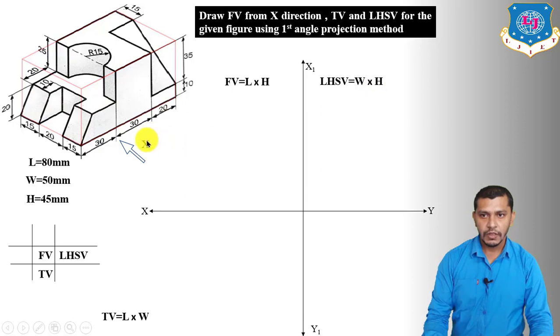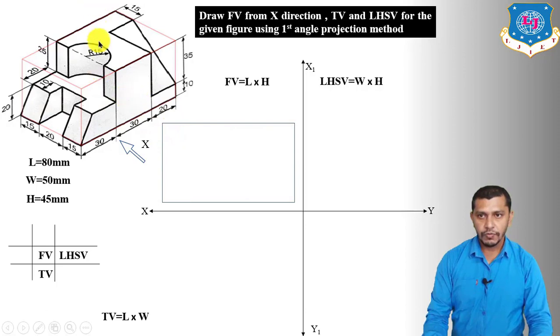Now first of all we have to draw the front view, the left hand side view and the top view of the cuboid. So observing from the X direction, the front view of the cuboid will be a rectangle having length 80 mm and height 45 mm. So draw a rectangle having length 80 mm and height 45 mm. This will be the front view of the cuboid.